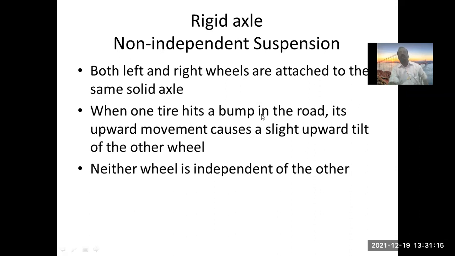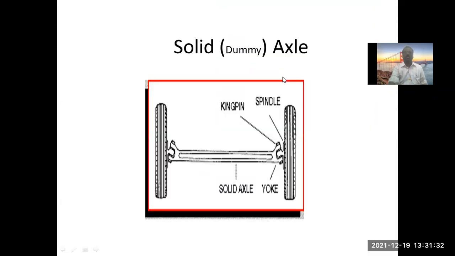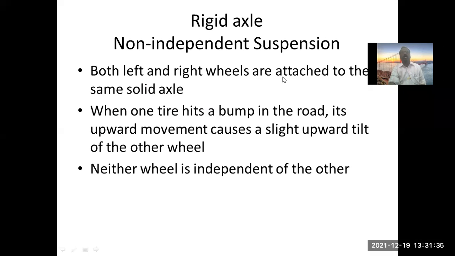And non-independent suspension, or rigid axle suspension as we call it, both left and right wheels are attached to the same axle. We have just seen it here. It is on the same axle. So when one tire hits a bump in the road, the upward movement causes a slight upward tilt of the other wheel also. So when this wheel is going to move like this, this cannot stand like this. Since the axle itself is getting tilted, this has to tilt like this.